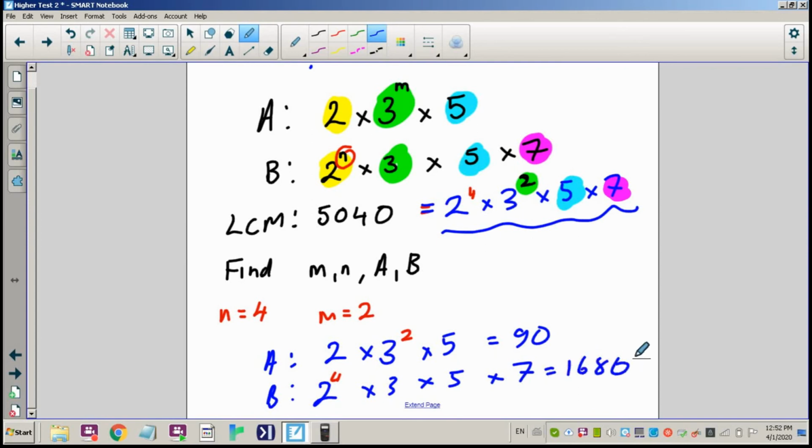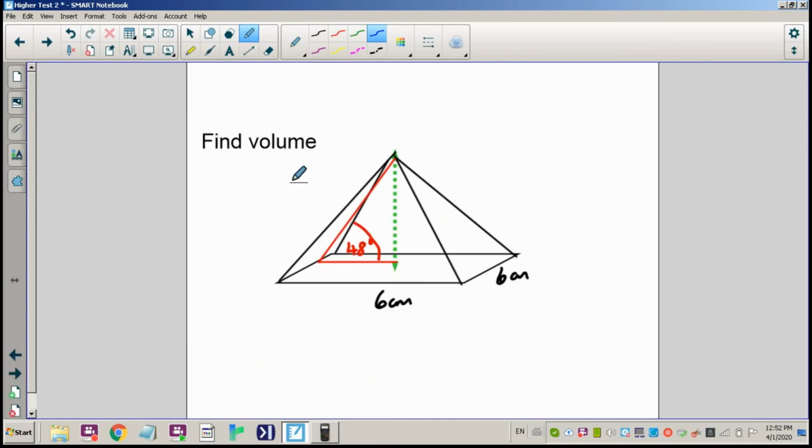There you go. That's how you deal with a question. A question very similar to question 9 in higher test 2. Let's look at the last bit of work. Find the volume of this pyramid.